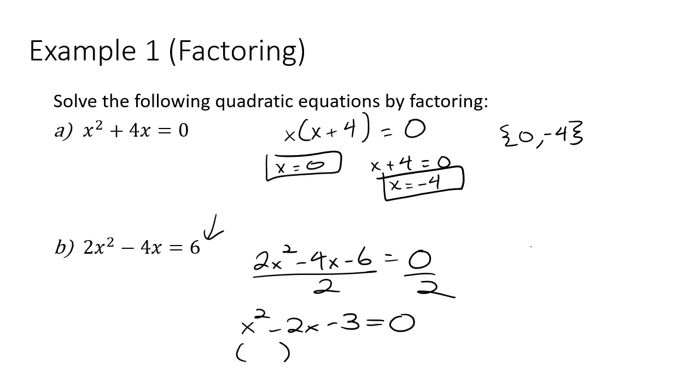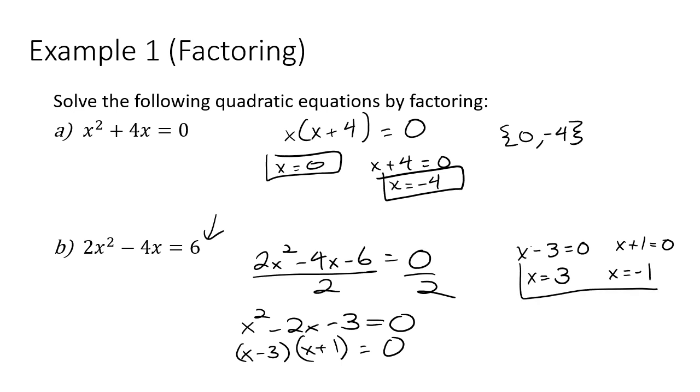So we're looking for 2 things that multiply to give -3 and add to give -2. We are looking for a -3 and a +1 in this case. Always double check. If I refoiled, this would be x squared minus 3x plus x, which would be x squared minus 2x minus 3. So it checks out. Now I set each of those equal to 0 and solve, which would turn this into a +3 and a -1.